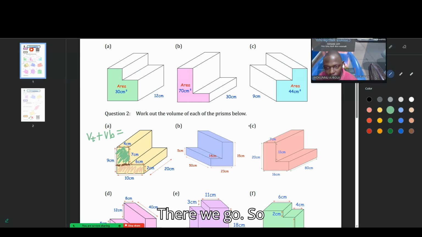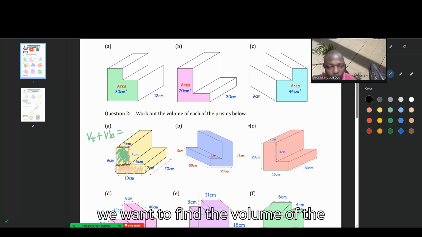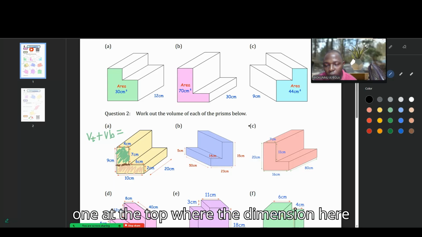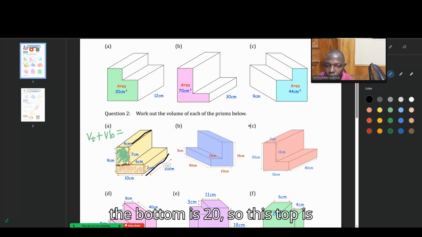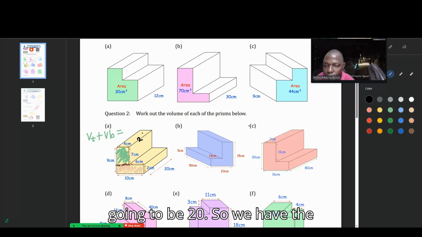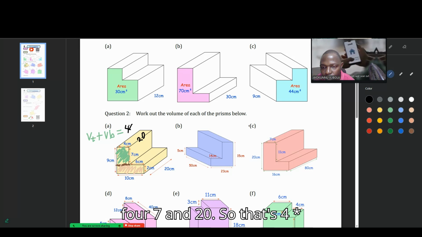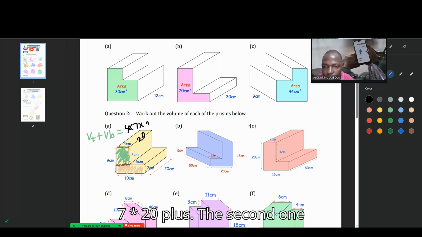We're back now. So we want to find the volume of the one at the top. The dimension here is 20, because the one at the bottom is 20, so this top is going to be 20. So we have the 4, 7, and 20. So that's 4 times 7 times 20.